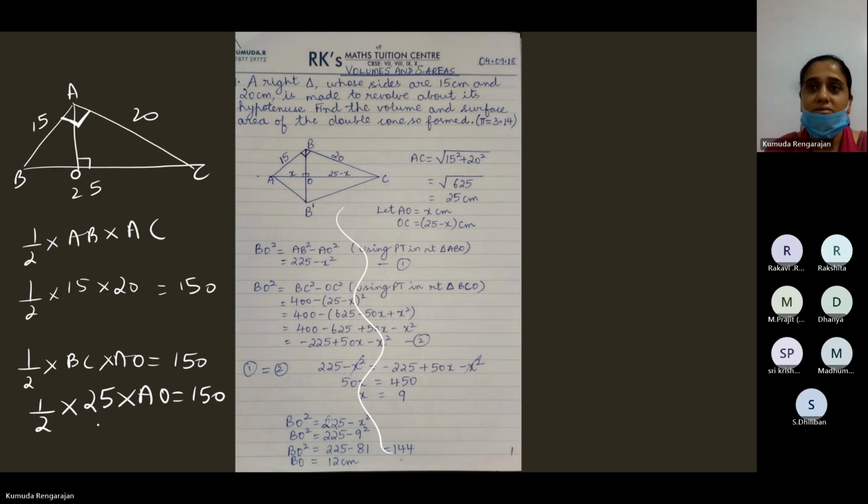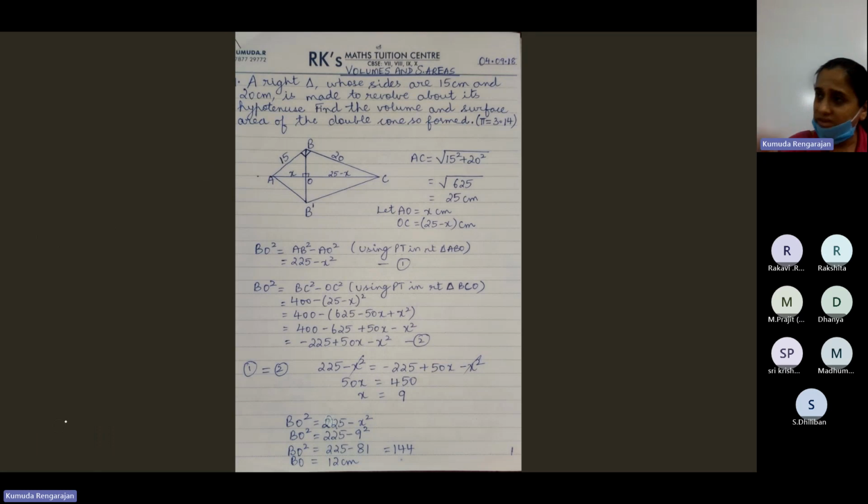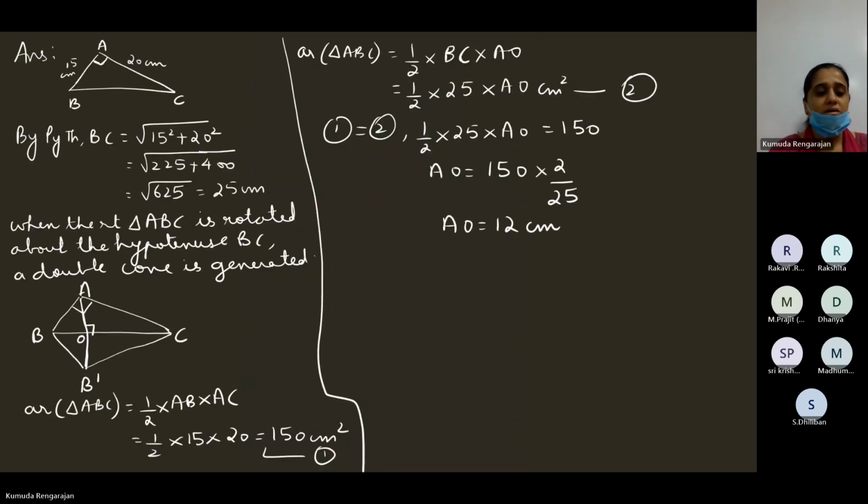Is the idea understood, children? We are finding the area of the same triangle in two different ways. Two different ways meaning using different base and heights. So that's what I worked here. Area of triangle ABC using half AB into AC first. We get 150. We got the area.